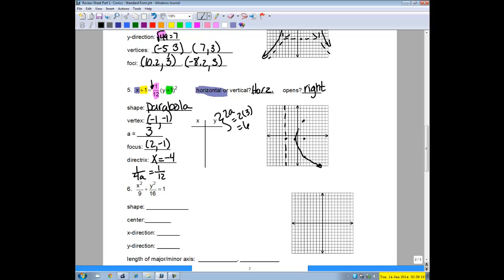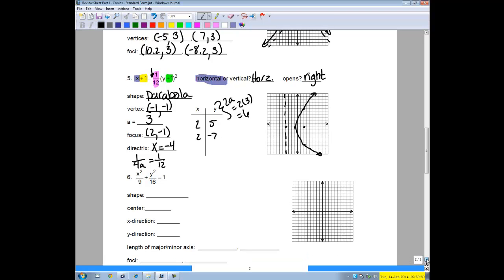And we still need to put the points over on the left too. So this point is at 1, 2, 1, 2, 3, 4, 5, and at 2, -7. And we are done with our problem.